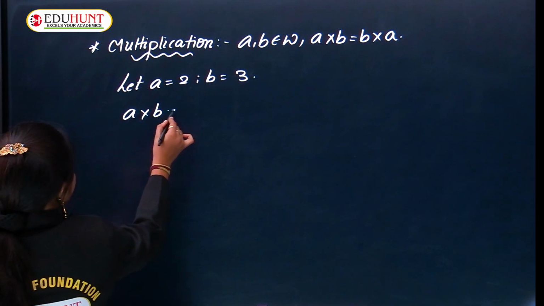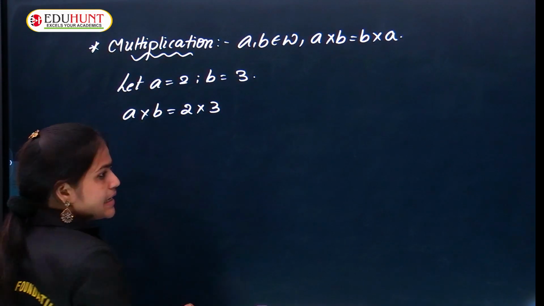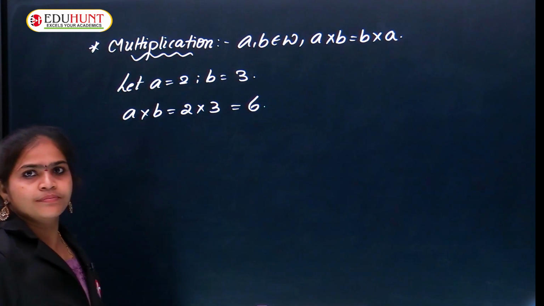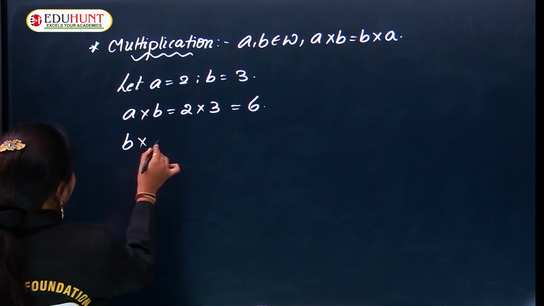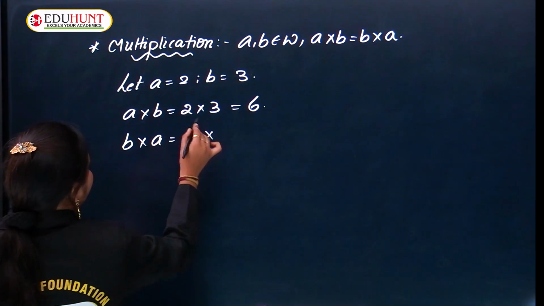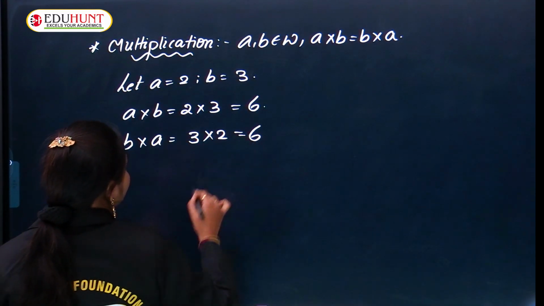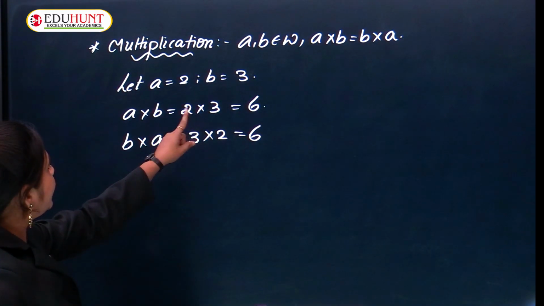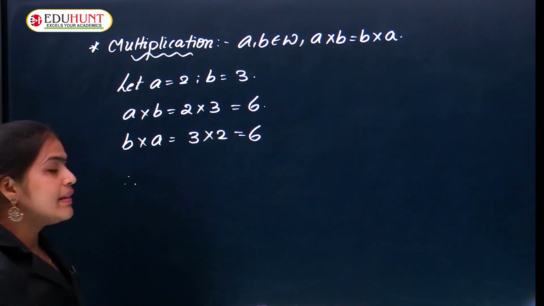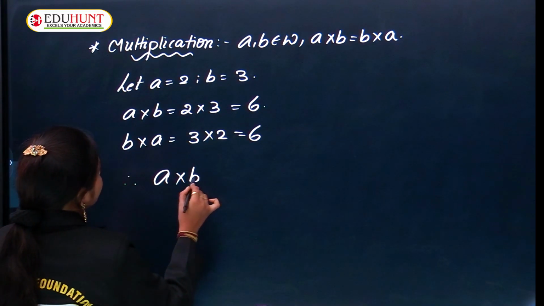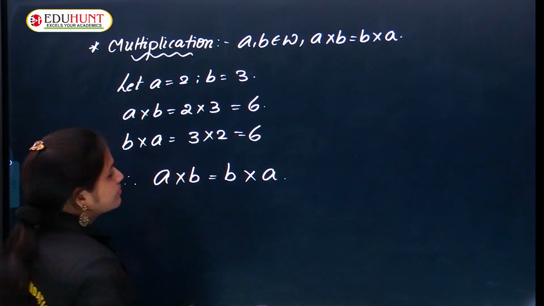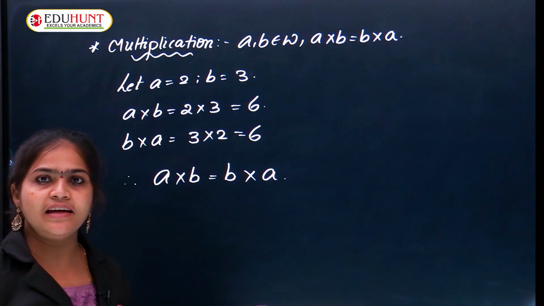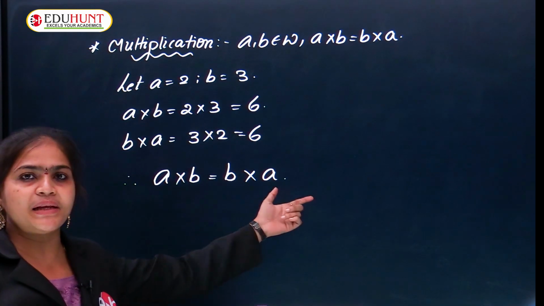Then A into B is equal to 2 into 3. 2 threes is how much? 6. Clear? Next, B into A, where B is equal to 3 and A is equal to 2. 3 twos is equal to 6. Understood? Now A into B and B into A have the same value, so finally we can say that A into B is equal to B into A. So it is satisfied. Whole numbers are commutative under multiplication.